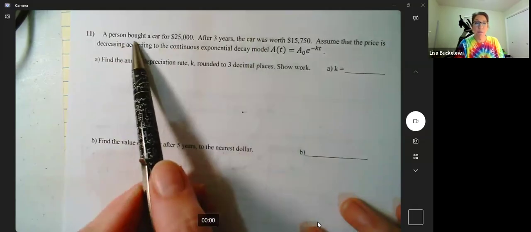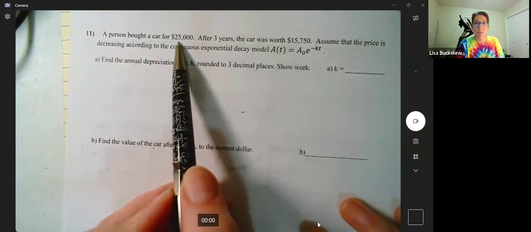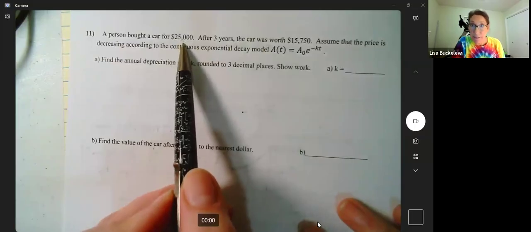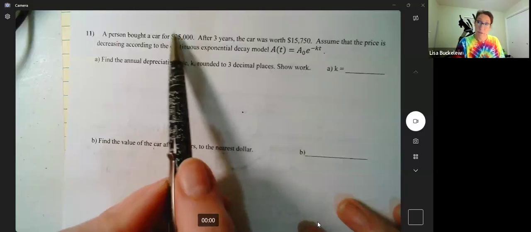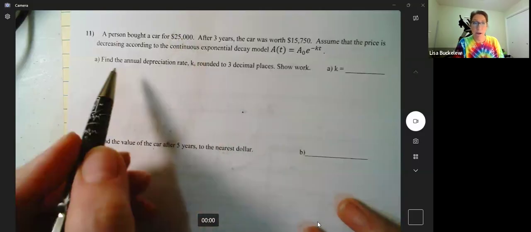So let's see what's happening. We're talking about the value of a depreciating car. By the way, this is exactly what you're going to be doing if you choose to do your bonus project. So this is another reason to take a look at this part A here.